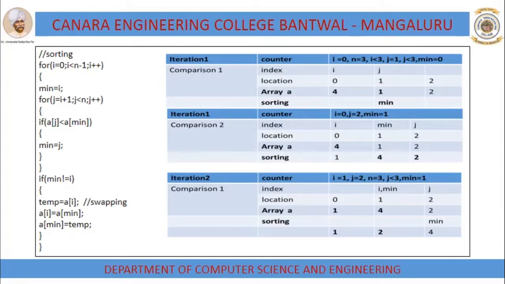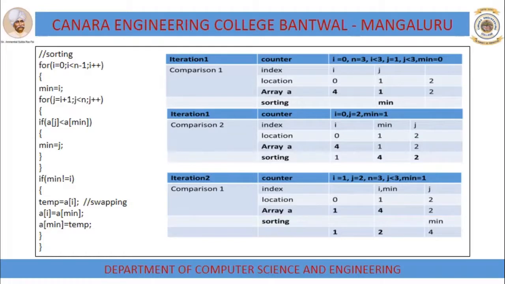Now we'll see the iterations by taking an example. 4, 1, 2 are the contents of the array. So now for i equal to 0, i is less than n minus 1. n minus 1 is 3 minus 1, that is 2. So 0 is less than 2, the condition is true, so control will come inside. Now minimum equal to i, the first element of the array, I will take it as the minimum element. So minimum equal to i is 0, so minimum equal to 0.